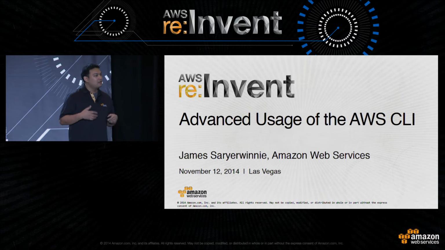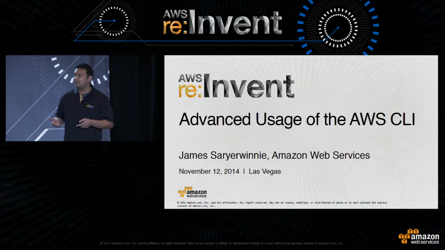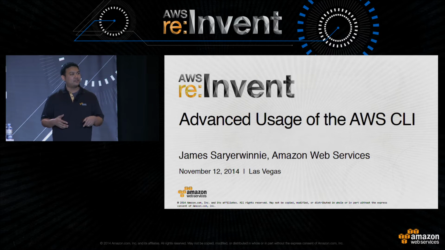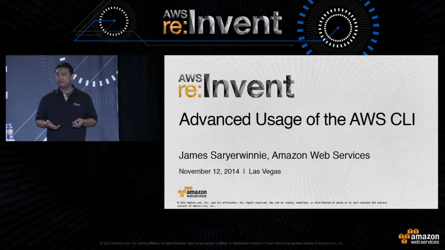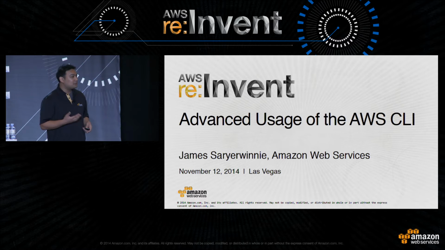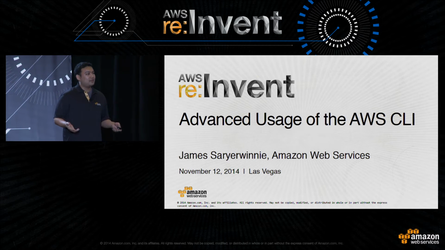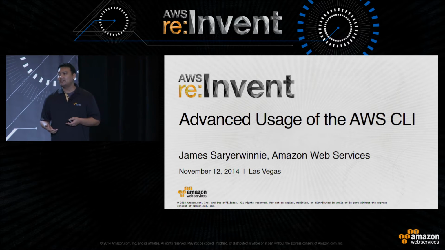Ask ourselves, what else is there? What else do I need to know? What else can help me? Because the end goal of all of this is to try to make us more proficient at using the AWS CLI. The better we know the tools we use, the more productive we are. And so hopefully you can take some of the things we talk about today and incorporate them into your day-to-day usage of the AWS CLI.